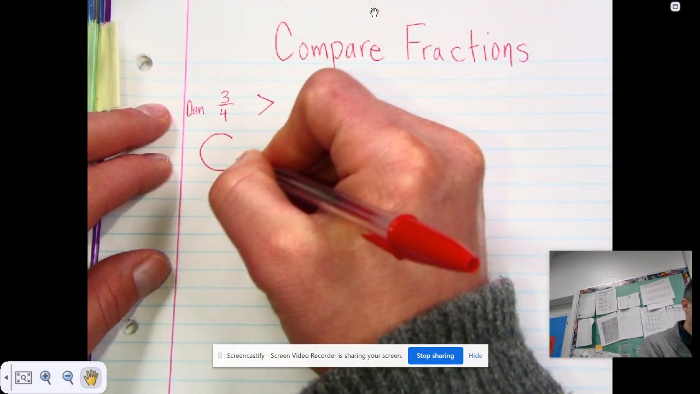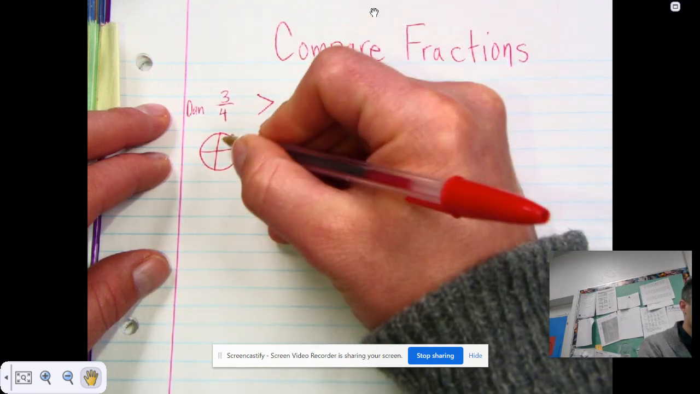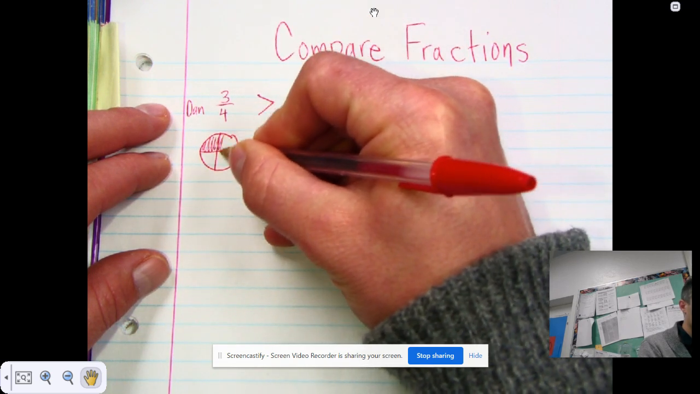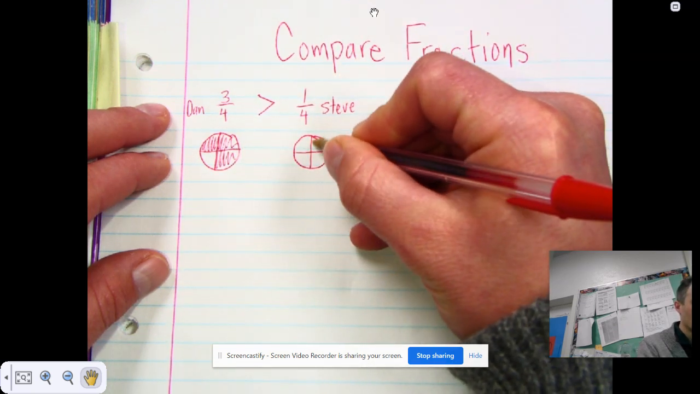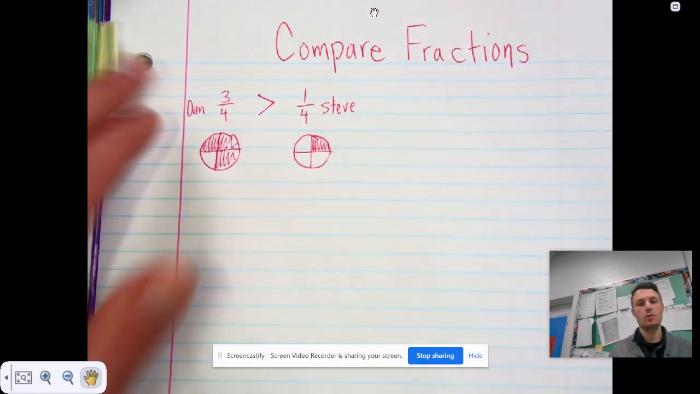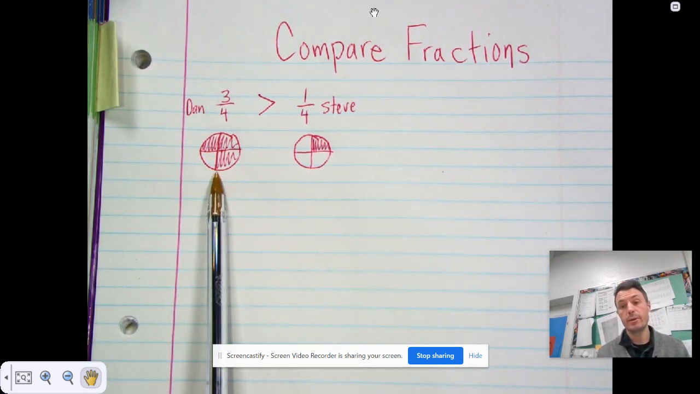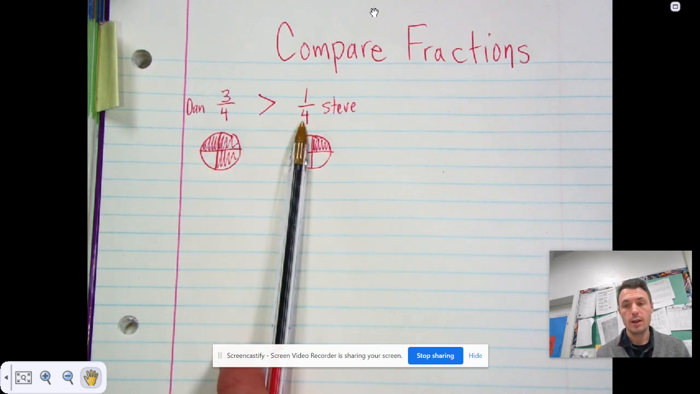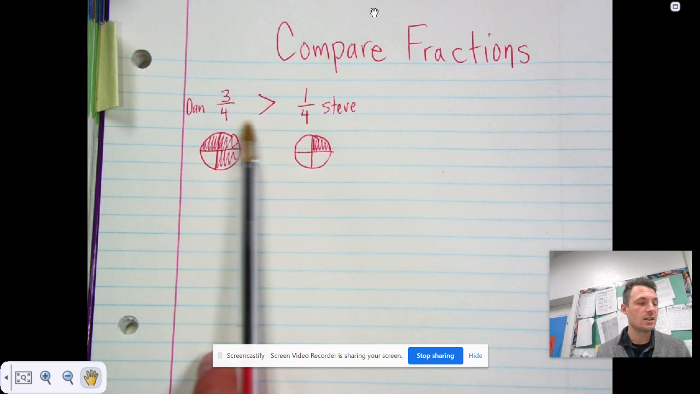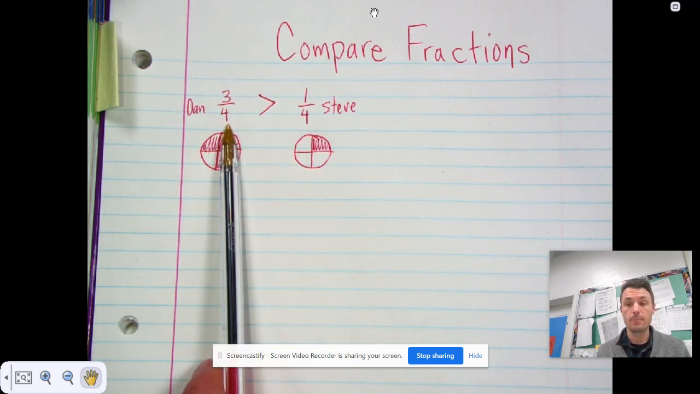And we can draw a picture of this one so you can see what I'm talking about. 3/4 of a pizza looks like this. 3 out of the 4 slices. Whereas 1/4 of a pizza looks like this. 1 of the 4 slices. So you can easily see that this is more pizza. So 3/4 is a bigger fraction than 1/4. And the reason it's easy to see that 3/4 is bigger is because they have the same denominator.